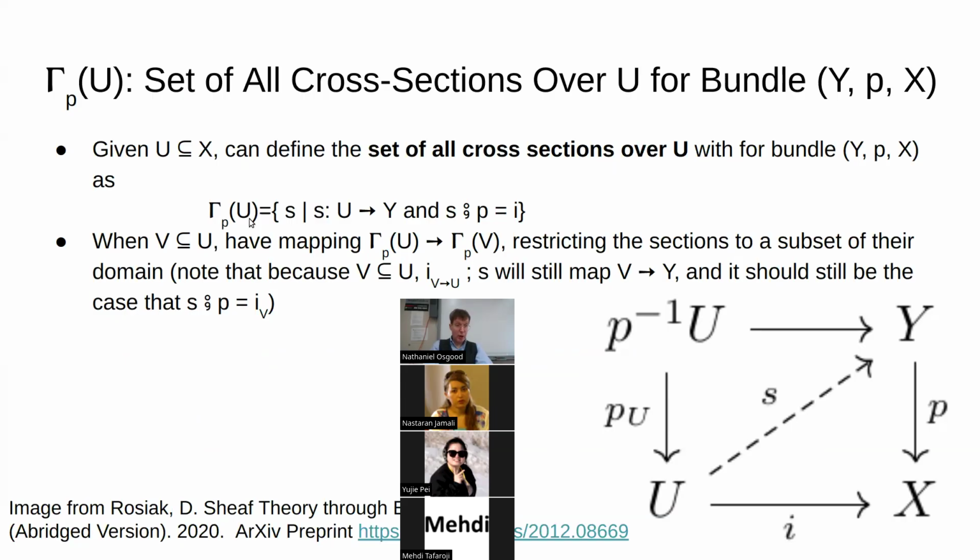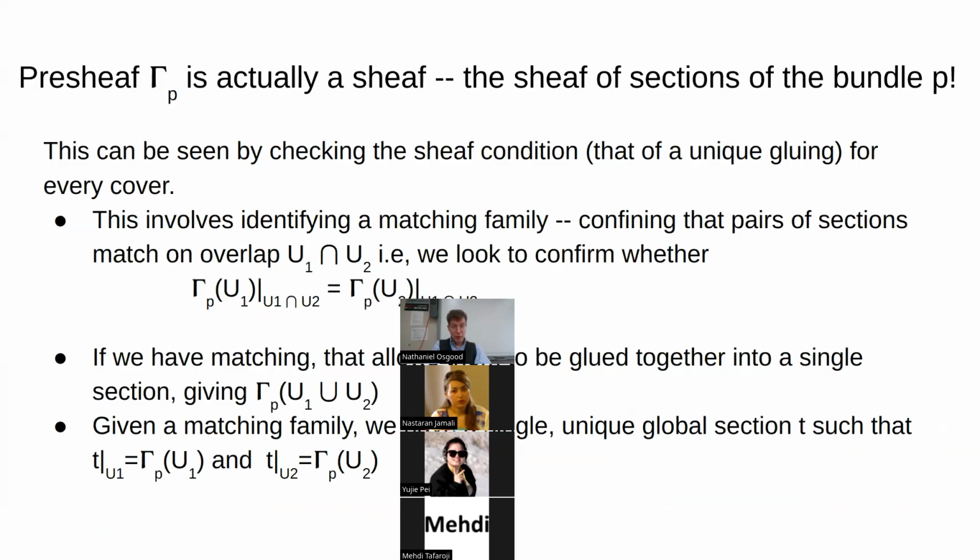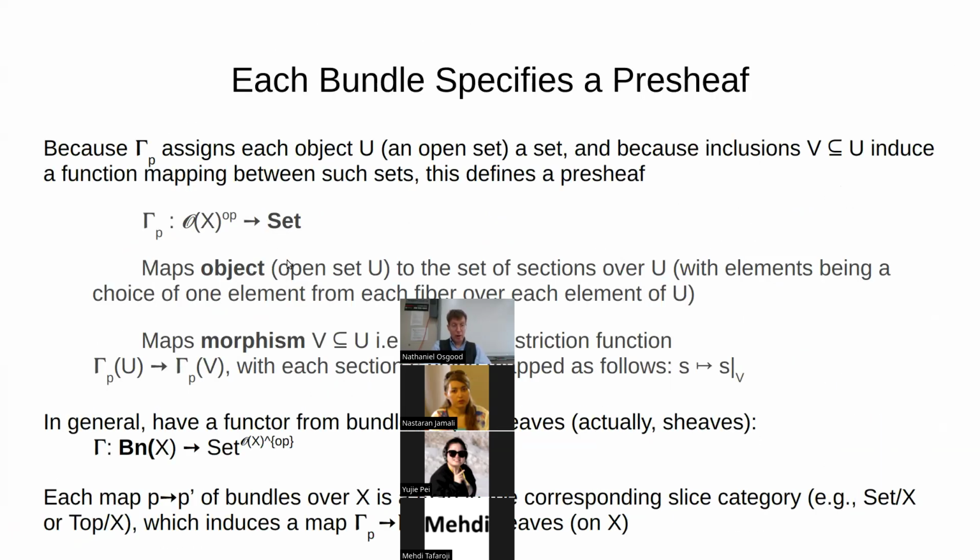Because it assigns to each object in this category of sets and inclusions. It's actually the category of opens for the category. It's not just the inclusions that are in there, but it's the category of opens. So we have some that are like the intersections, the unions. Those are all in there, right? And here we can narrow down the sections for U to the sections for V.